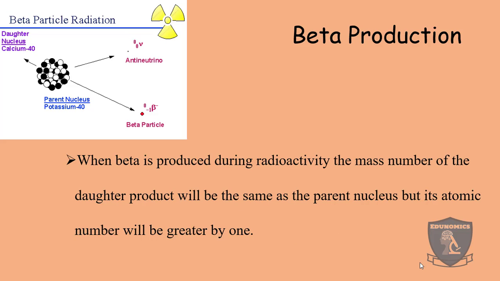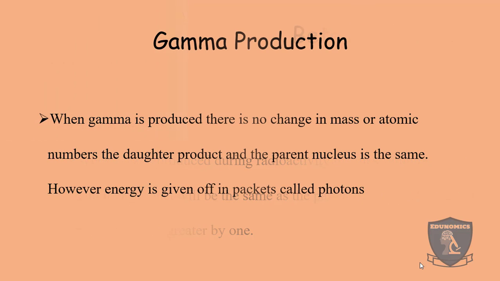When it comes to beta production, when beta is produced during radioactivity, the mass number of the daughter product will be the same as the parent nucleus, but its atomic number will be greater by 1. And when gamma is produced, there's no change in the atomic or the mass number of the daughter products that are produced.